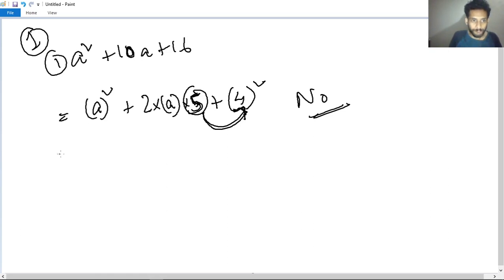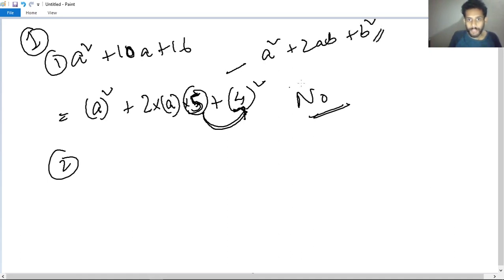Similarly, you have to just compare this with a square plus twice ab plus b square. Here it is b, the b should be here. Here it is 4, it is not 4 here, so this is no.